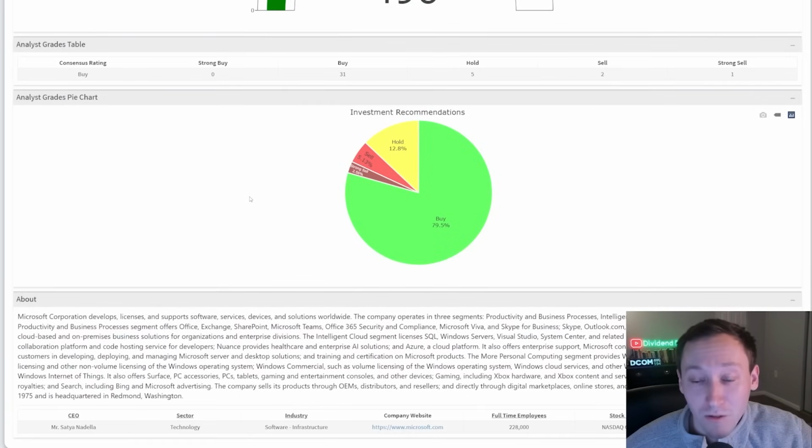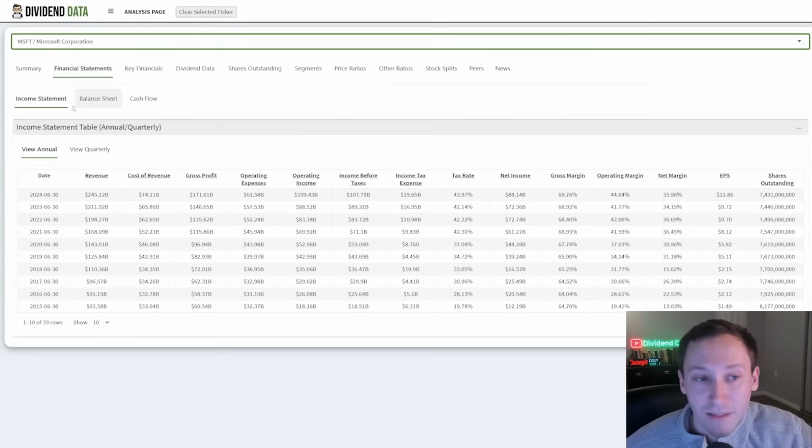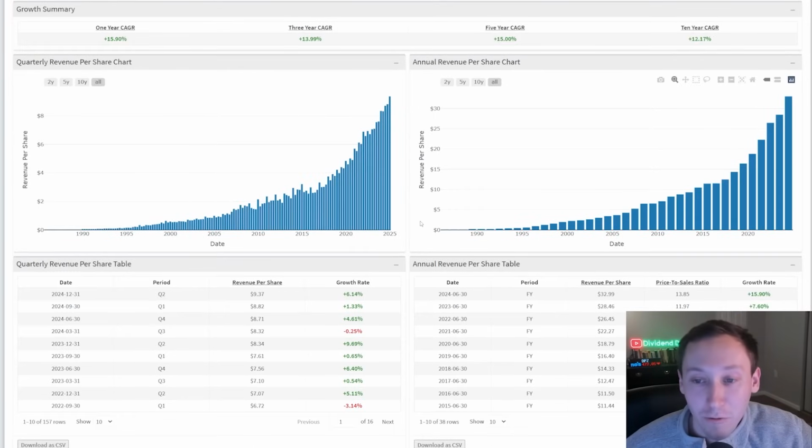You have buy grades also from Wall Street analysts, and then some information so that you can learn more about the company. You have full financial statements. That includes income statement, balance sheet, and cash flow. You can view that annually or quarterly. And then you have great visualizations of all key financial metrics. You can see a summary of growth rates over 1, 3, 5, and 10 years. And you get quarterly and annual side by side.